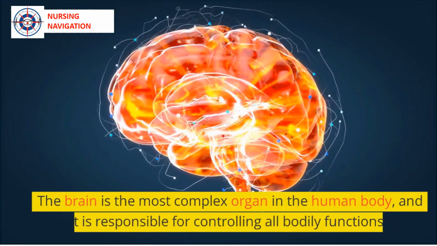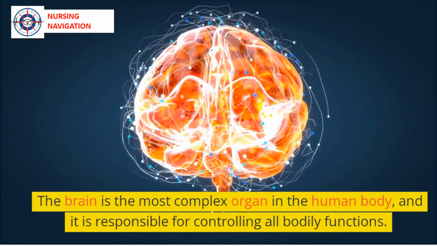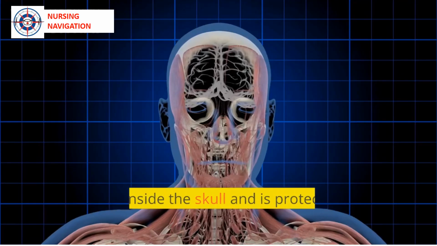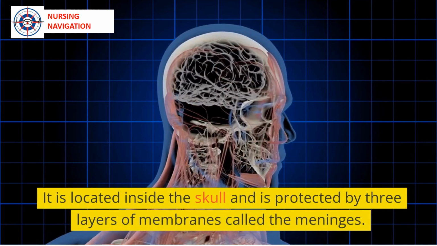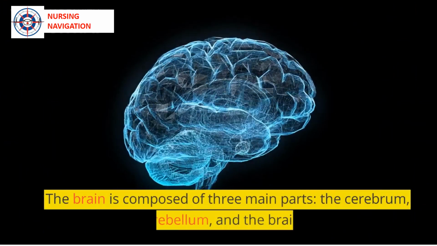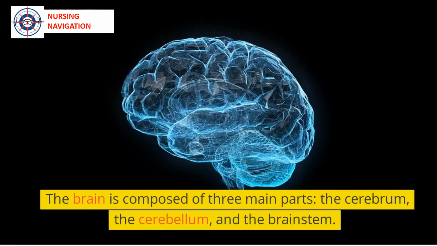The brain is the most complex organ in the human body, and it is responsible for controlling all bodily functions. It is located inside the skull and is protected by 3 layers of membranes called the meninges. The brain is composed of 3 main parts: the cerebrum, the cerebellum, and the brainstem.